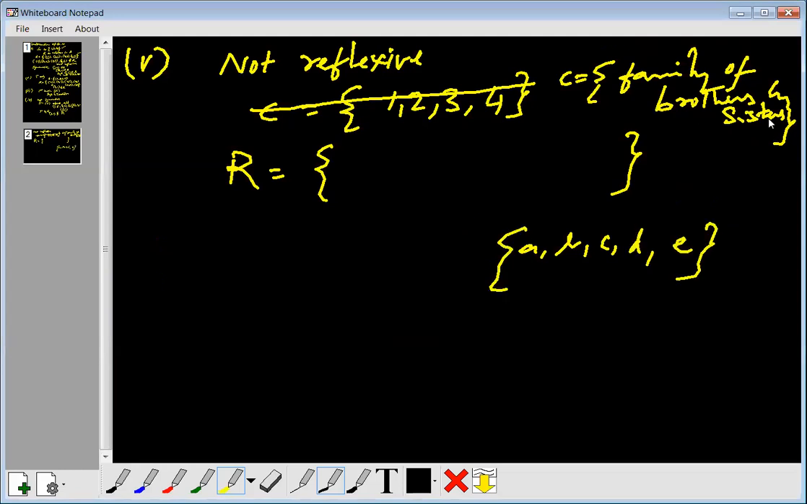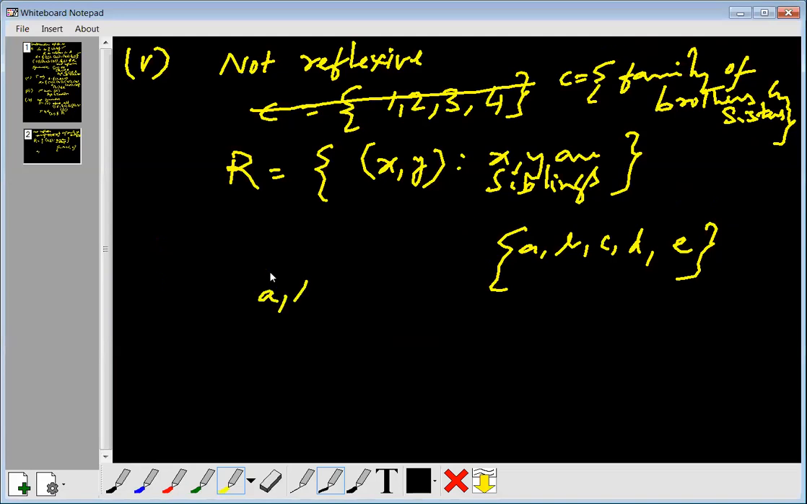In the family, we are taking the relation as sibling: (x, y) such that x and y are siblings. So you can have A comma B. That means A is sibling to B, then B is sibling to A also. But I don't want to write it here, because if you write it, then automatically it will say A and A also should be there. So you should not write A and A. You just write this part, this is sufficient.